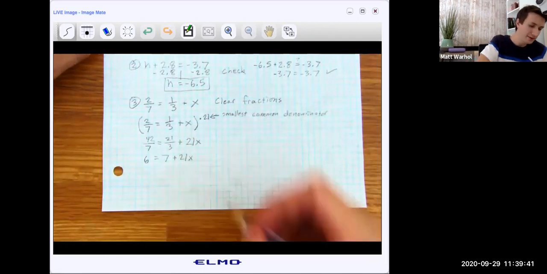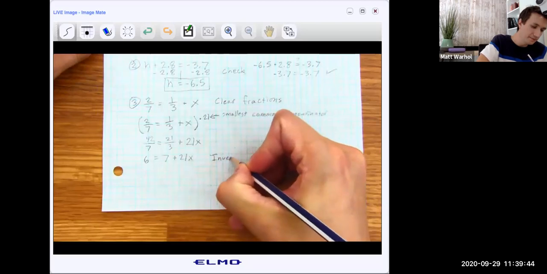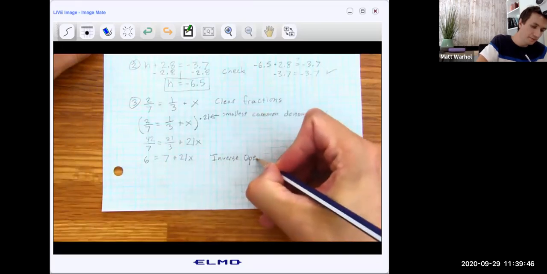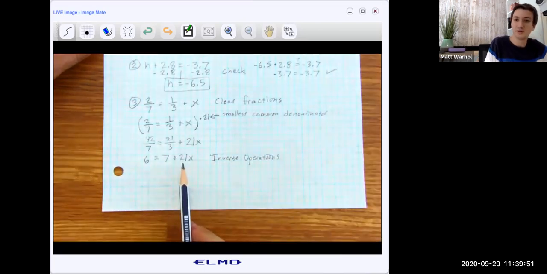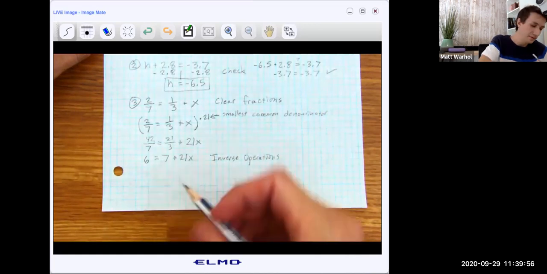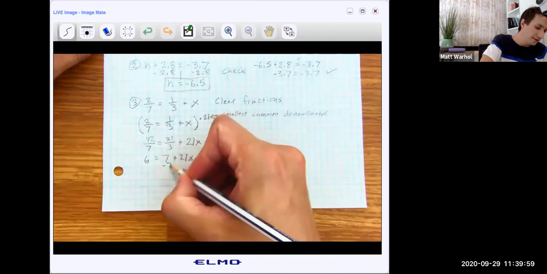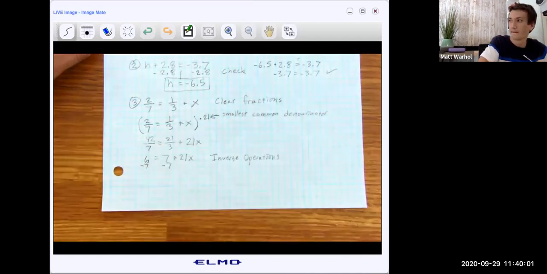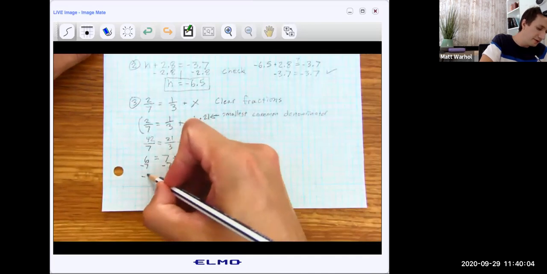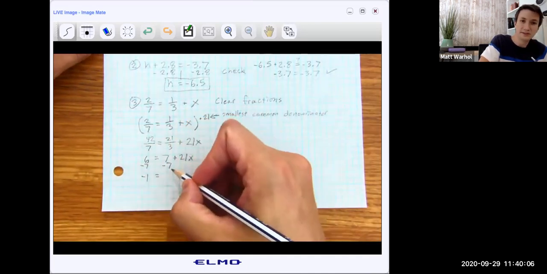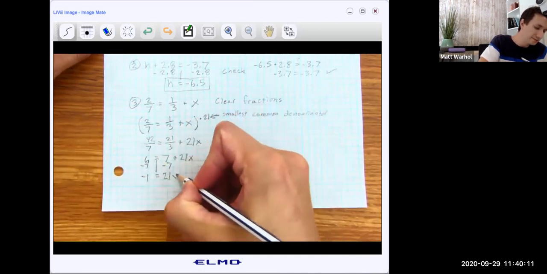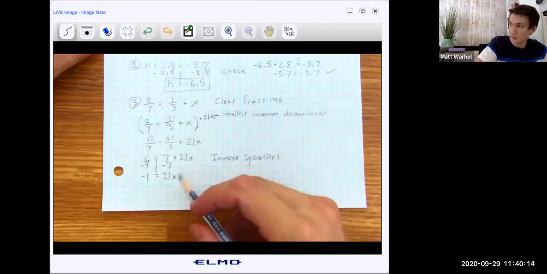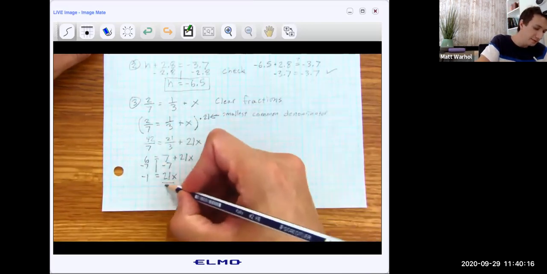Now I use inverse operations. I want to get the x all on its own. To do that, I need to go reverse PEMDAS. So I need to undo this addition. If we're adding 7, minus 7 will undo it. 6 take away 7 is -1 equals 7 minus 7 is 0, so I don't need to write that. Here's my equal sign. So I bring down the 21x. 21 times x. To undo that, I divide by 21.